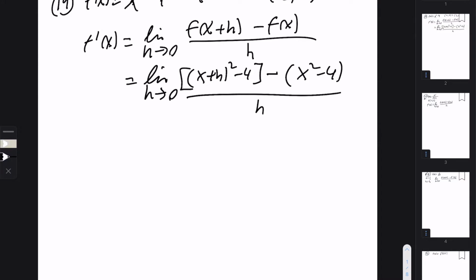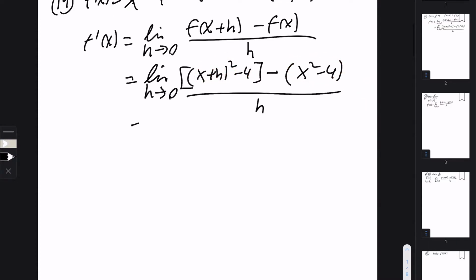Now, if h becomes 0, you get x squared minus 4 minus x squared minus 4. You get 0 over 0. So we know we have to factor and cancel. So we're going to simplify all this. So we are going to square that. We're going to square this.